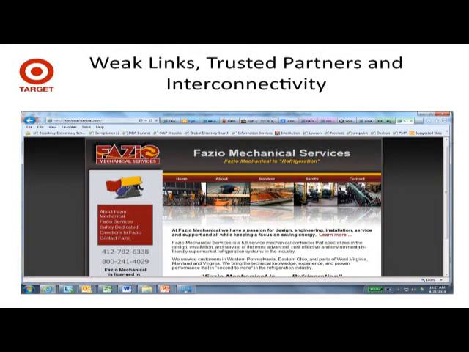Here's actually how we believe Target was compromised. You all remember the Target breach, I'm sure, where millions and millions of consumer records had been compromised. This is the website of a company that was providing air conditioning and other services to some Target facilities. And they're based in, I think, Philadelphia.